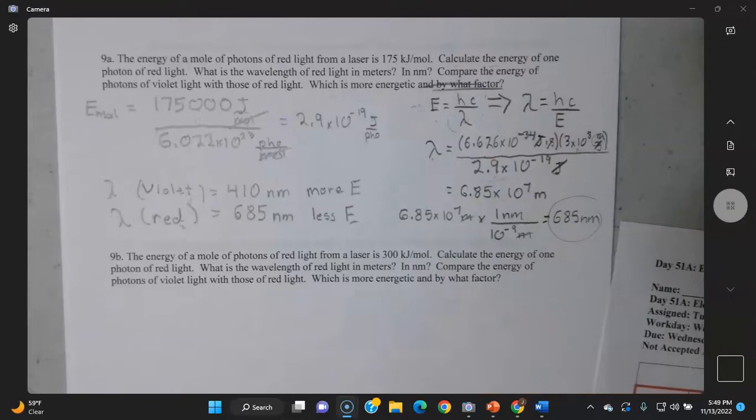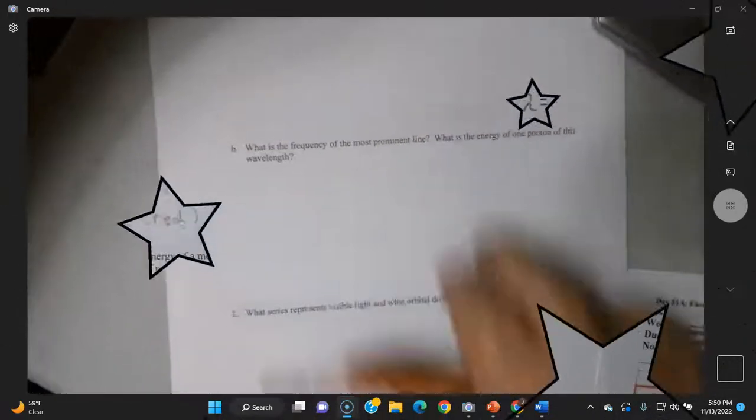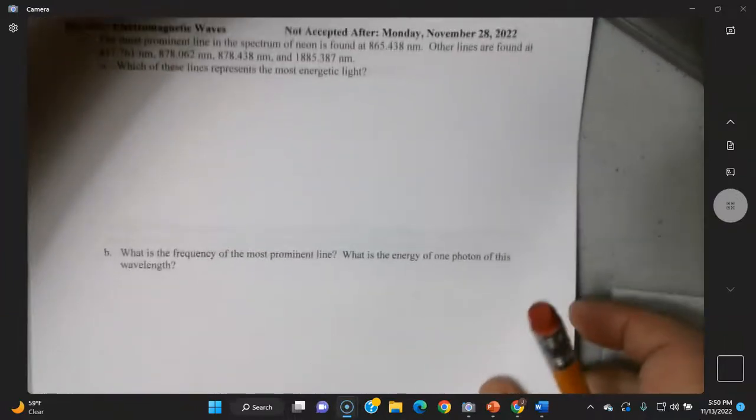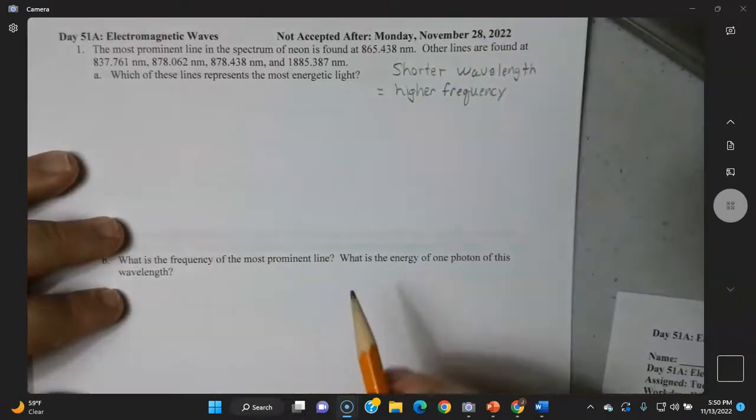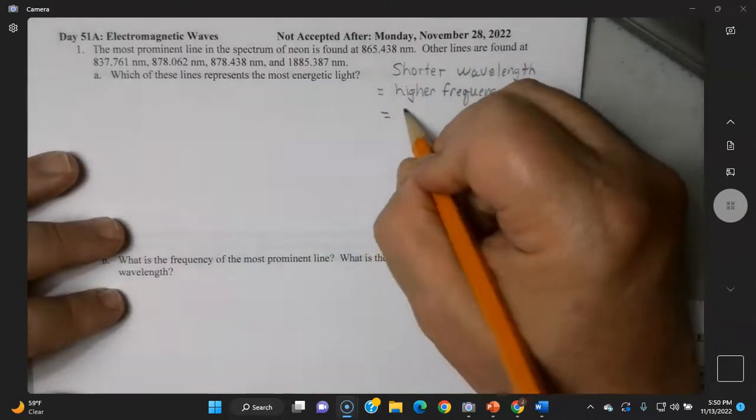You do 9B. Okay, the most prominent line in the spectrum of neon is found at 865. Other lines are found at 837, 878, 878, and 1885. Which of these lines represents the most energetic? So again, shorter wavelength, higher frequency. Let's just write that down. Okay, so higher frequency, which equals more energy.